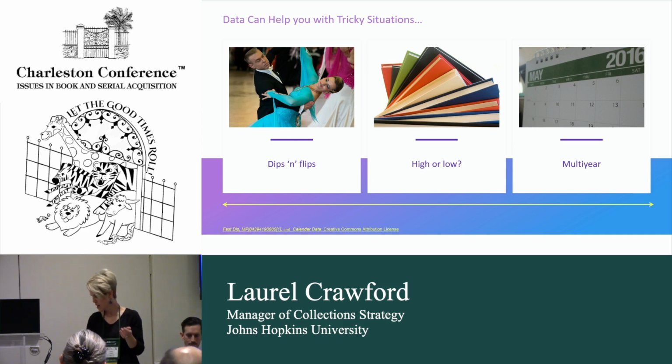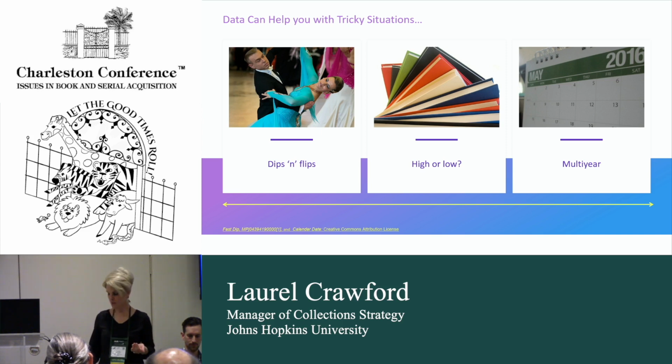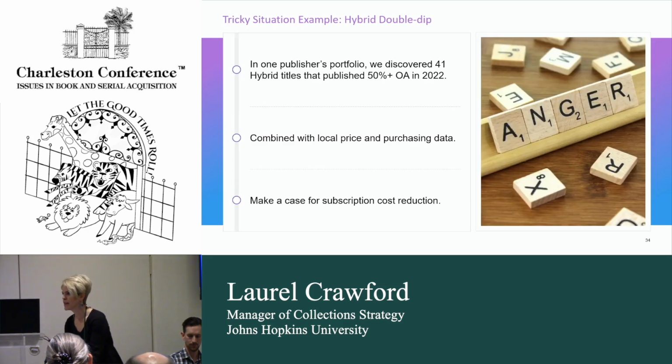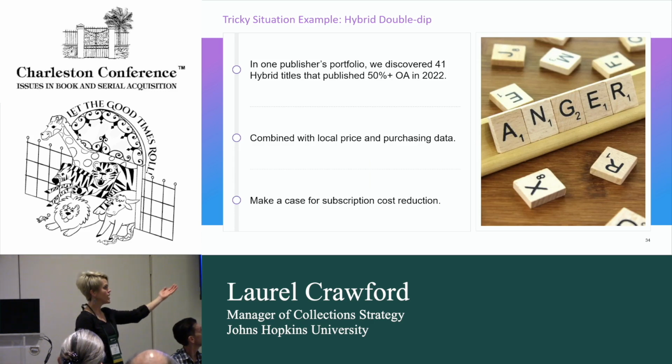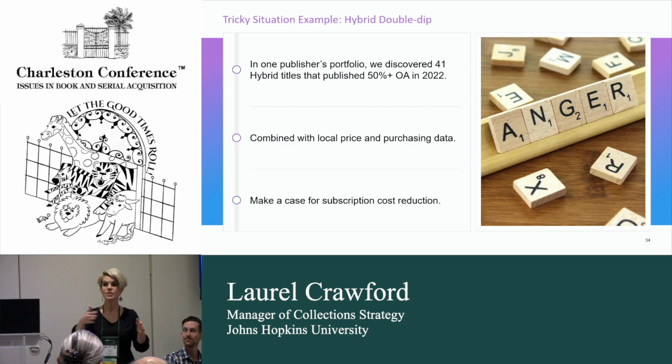We're paying twice. If the publisher plans to flip the journal to OA and is doing so in a transparent way, I'm a little bit more cool with it. But recently we've been using Insights to look at specific publishers and see what is the percentage of articles in a given hybrid title. And here's one example from a publisher who shall not be named. I became angry. I discovered that we have 41 titles that are greater than 50% open access within the title. Why am I paying for those? Why am I paying for those till the end of time?